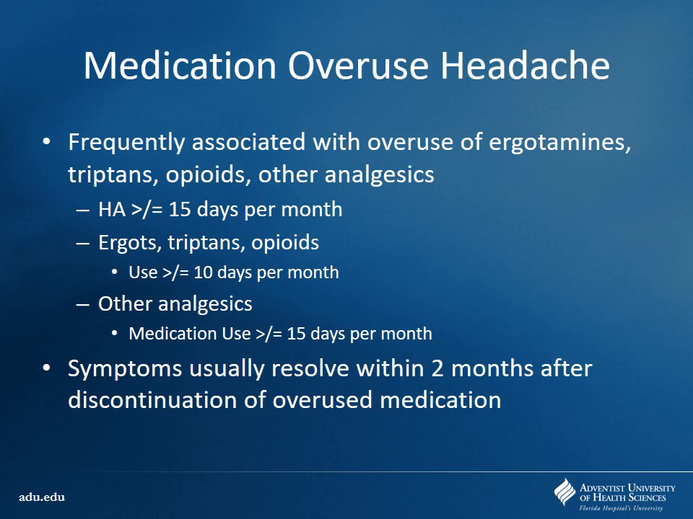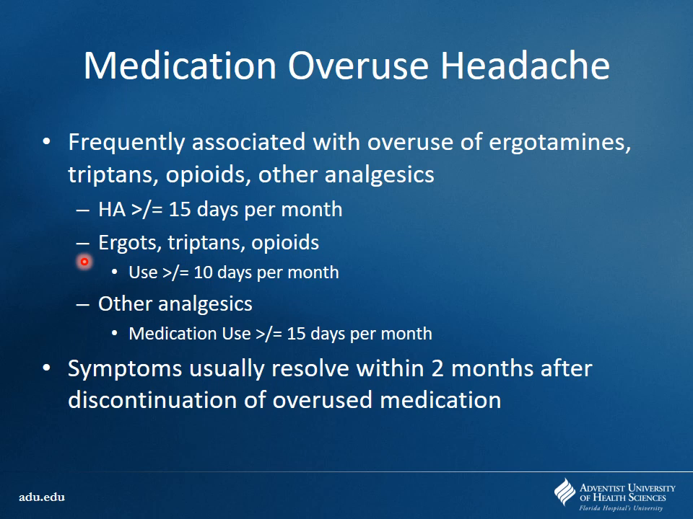Basically, if you're using these medications, say either ergots, triptans, opioids in some cases for some patients, or other analgesics, more than 15 days out of the month, so every other day they're having to use these or more, or if they're having to use ergots or opioids more than 10 days out of the month, that would be considered medication overuse. The problem is you end up seeing that they get in a hyperalgesic state where they're more sensitive to that pain the more they take these medications.